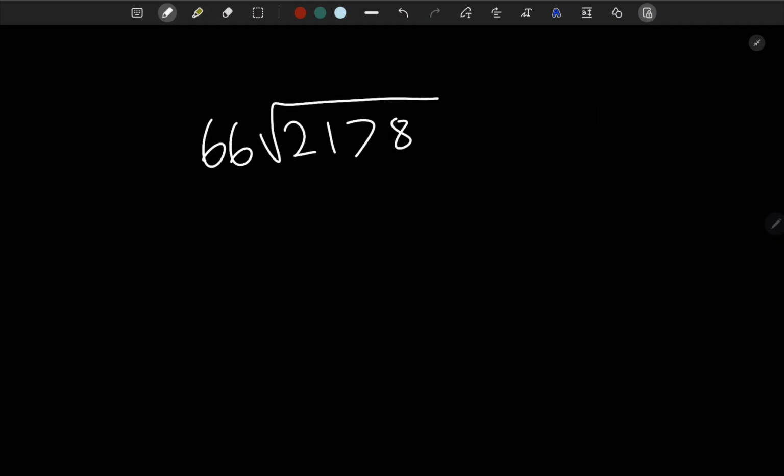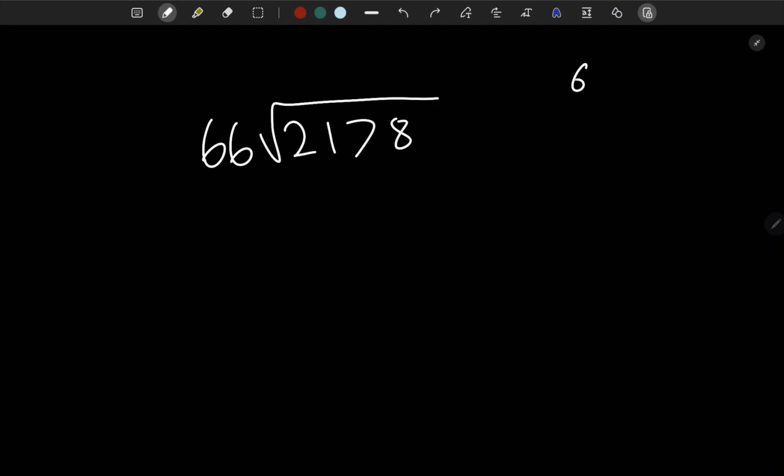Here in this example, we need to divide 2178 by 66. So now let's start. So obviously we cannot divide 2 by 66, or 21 by 66. So we need to take the first 3 digits, which is 217. Now even I don't know what multiplied by 66 is closest to 217.